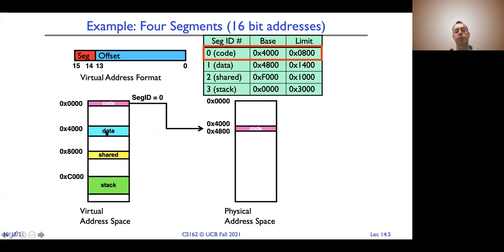So to translate any address in the data segment, what do you need to do? You go to the second entry in the segment table, the one whose segment ID number is 1. The base here is 4800. So in order to translate any address in the data segment, you need to add 4800 to it.